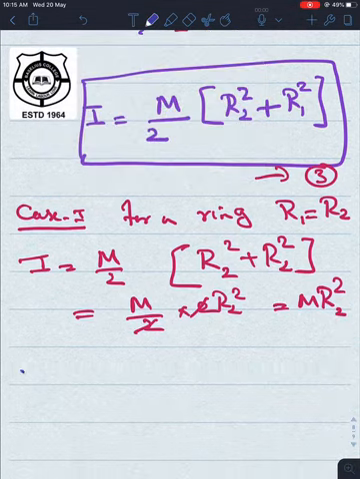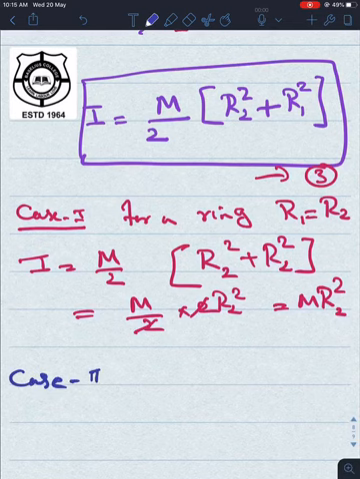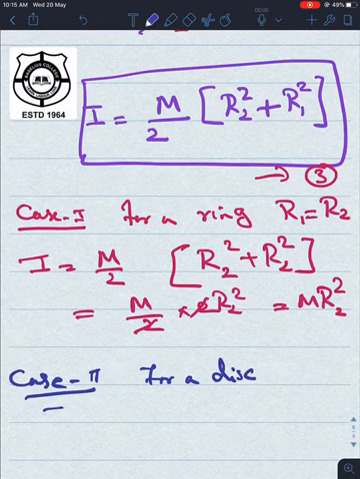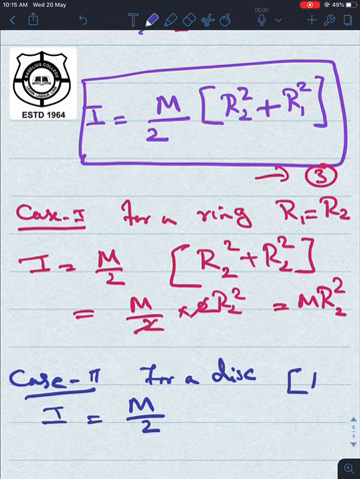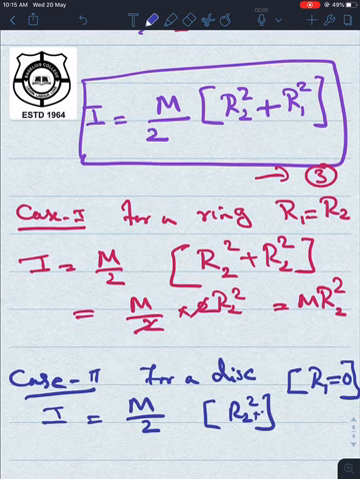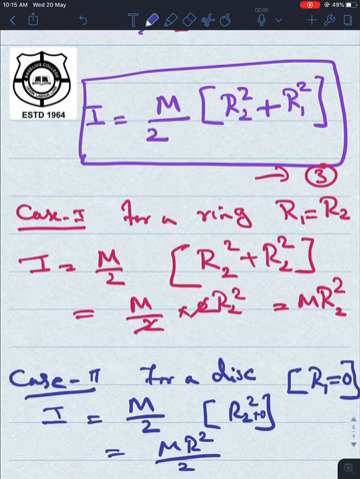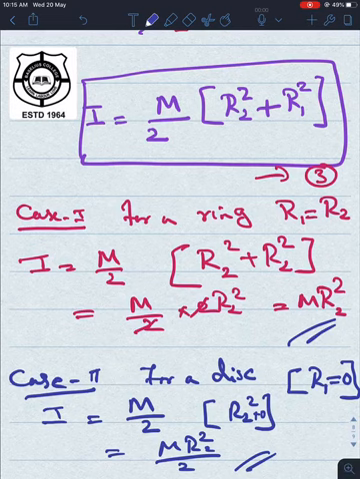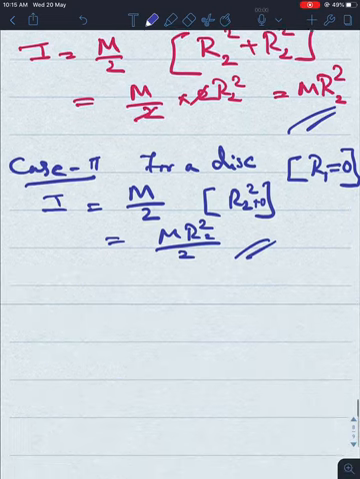Again, you can use this to get the case for a disk. Case 2, for a disk, I is equal to m by 2. So in a disk you don't have r1, you have just the outside radius, so r1 is equal to 0. So m by 2 into r2 square plus 0. So it is m by 2 into r square, m r square by 2. So we can get the two things out of this annular ring case.